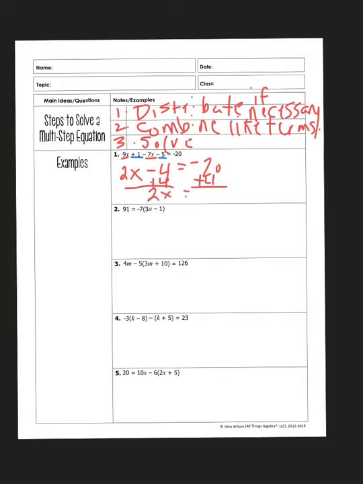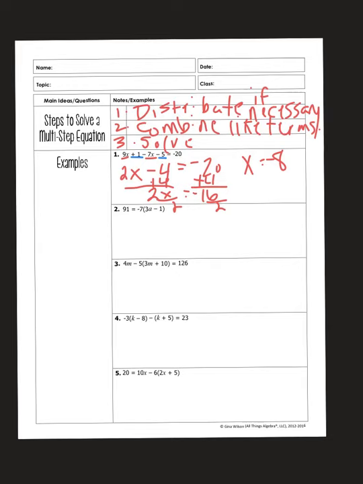2x equals 16. And since 2 is being multiplied by x, we're going to divide both sides by 2. 16 divided by 2, and x equals 8. And this should be, careful with your signs, negative 8, okay, because that was negative 16.